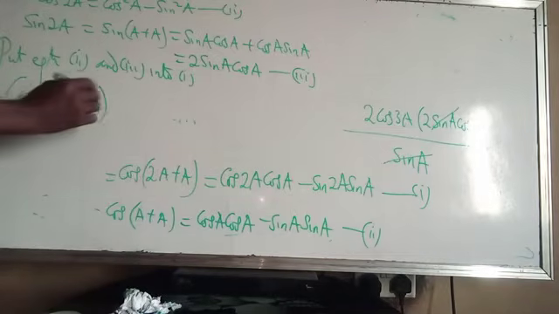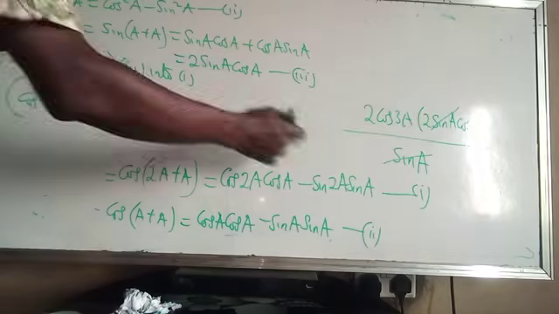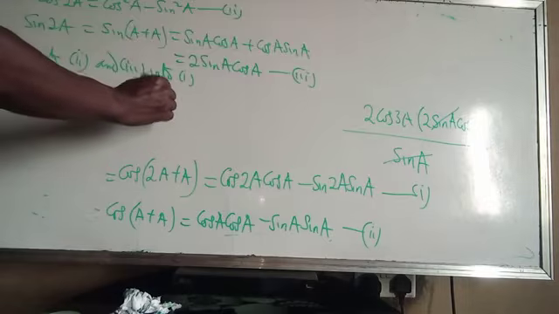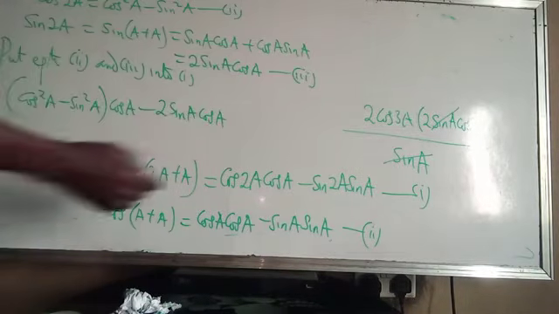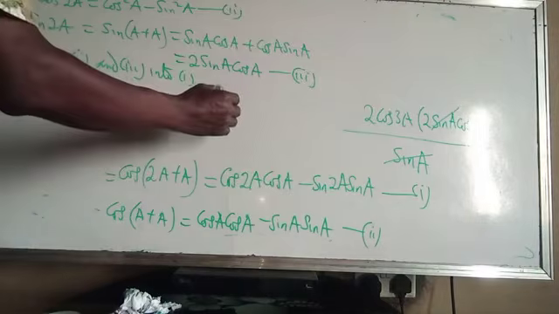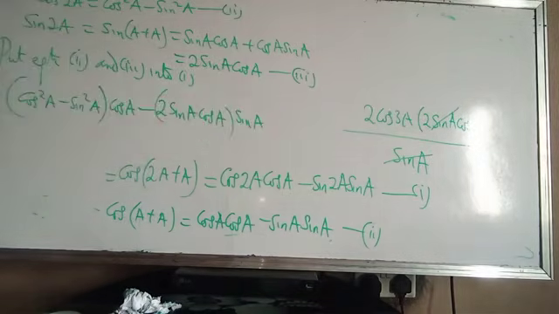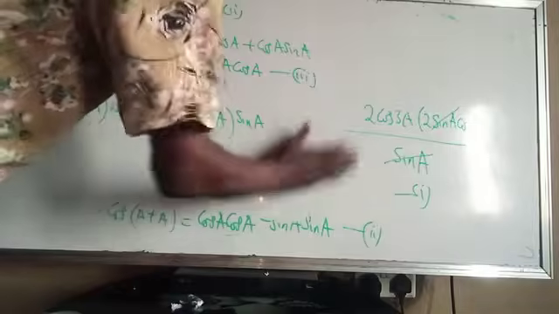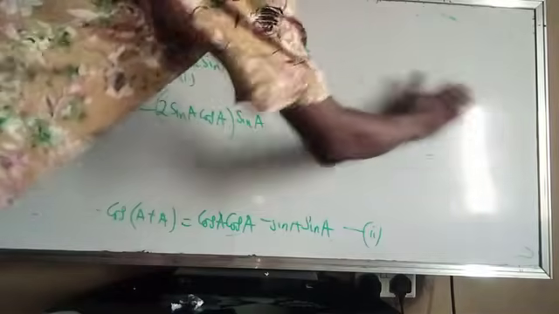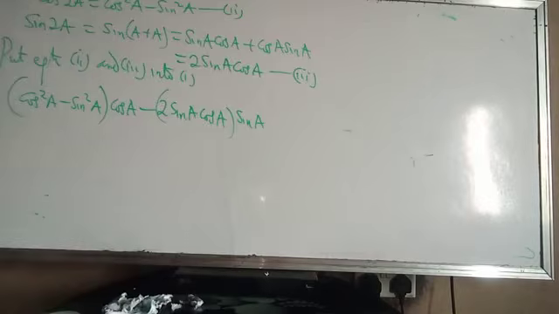You can put it in brackets. Then minus sine 2a, which has given us 2 sine a cos a, multiplied by sine a. You can also put it in brackets like this. I hope we are getting that. Very good. So it's as simple as that. Okay, now with that, let's open up.